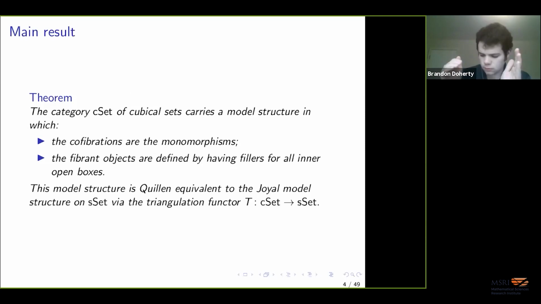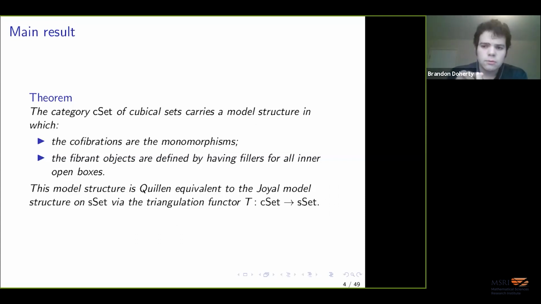So this is our main theorem, which I'll be building up towards over the course of the next couple of hours. So we have this model structure on the category of cubical sets in which the cofibrations are monomorphisms, and the fibrant objects are a natural analog of quasi-categories in that they have fillers for what we call inner open boxes. So that, of course, raises the question, what is an inner open box? That's kind of a subtle definition, which I'll get to later in the talk, and we'll see why that is a natural concept to define in this context.